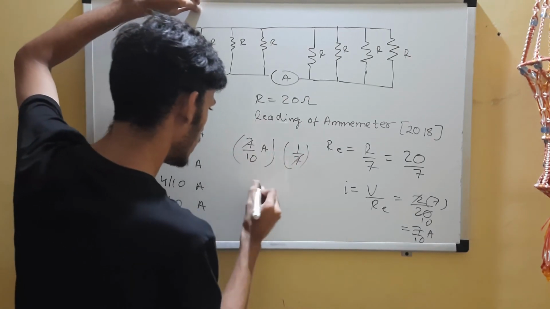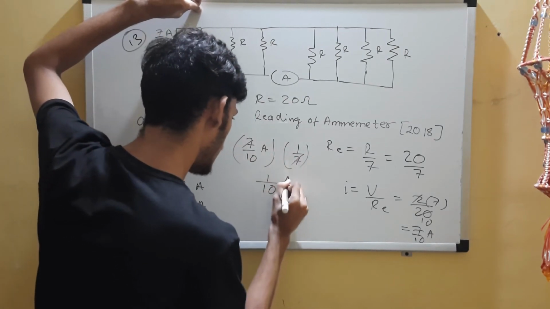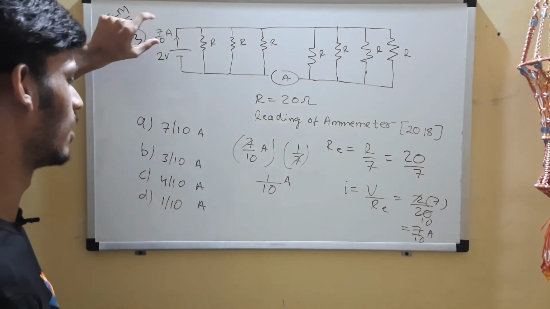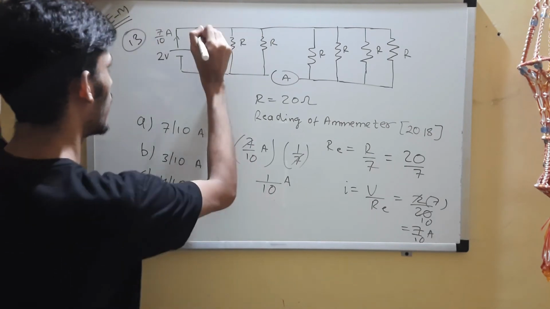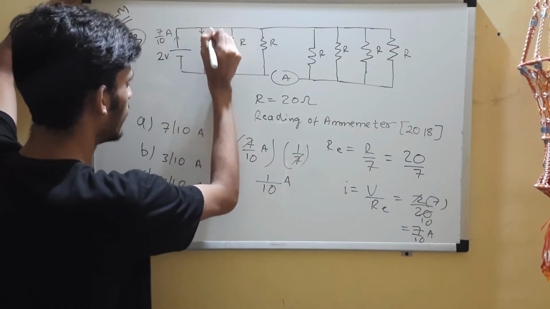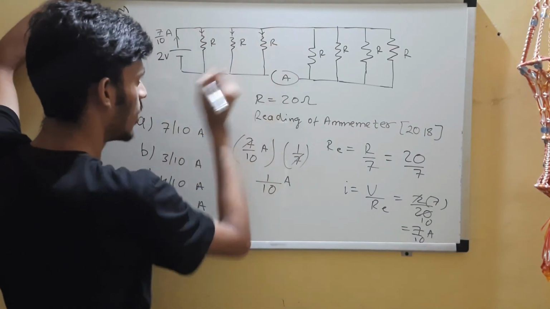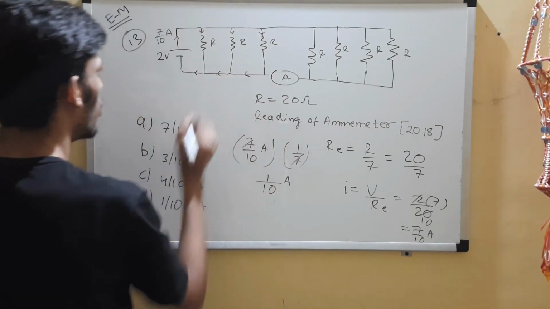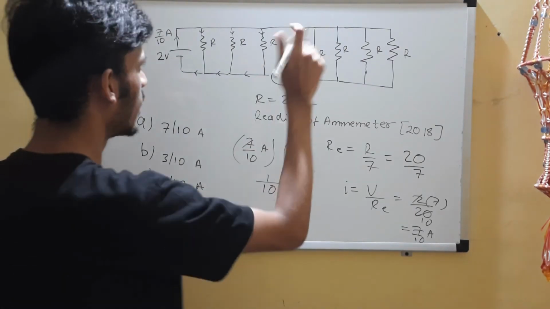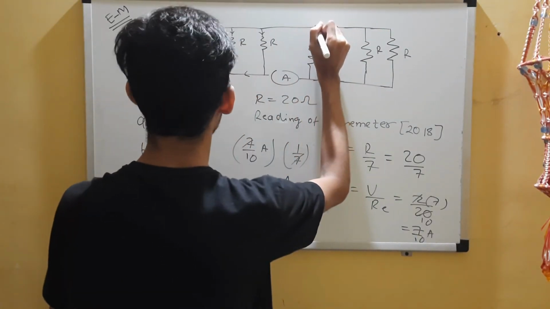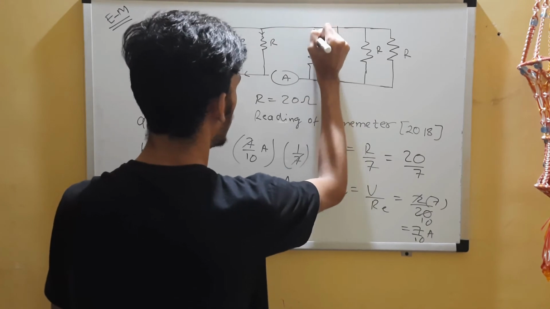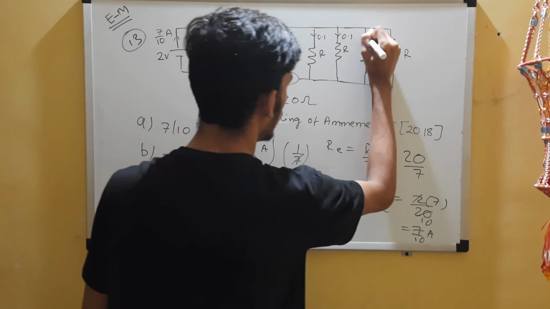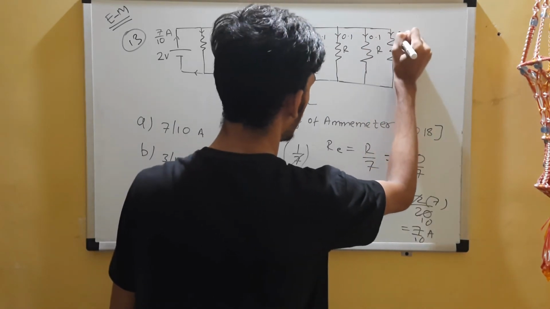So this current will split into 7 equal parts. This value is 1 by 10 amperes. Each resistor gets 1/7 of the total current, and that is 1 by 10. So 1 by 10 passes from here, which is 0.1. This current will go back to the cell. It does not contribute to the reading of the ammeter, but here the current which is coming over here, you can see that it will be 0.1 over here, here also 0.1, and here also 0.1.